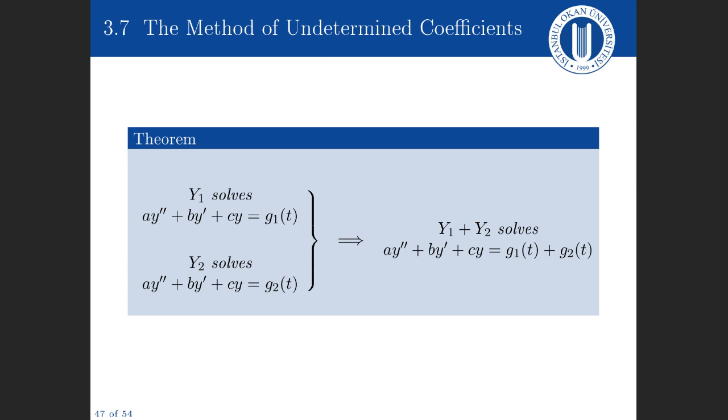And suppose that we know that capital Y1 solves the first differential equation and capital Y2 solves the second differential equation. Then, because our differential equations are linear, we can add the two solutions together to get a solution to AY double prime plus BY prime plus CY is equal to G1 plus G2.